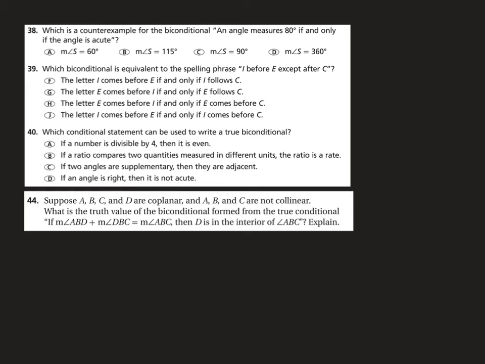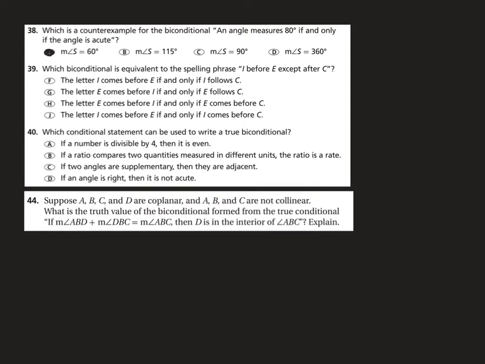38, it says, which is a counterexample for the biconditional: an angle measures 80 degrees if and only if the angle is acute. All we need to do is find an acute angle that's not 80 degrees, because if and only if means it works both ways. So the converse would be, if an angle is acute, then it is 80 degrees, and that is not always true. So in this case, we would mark A, since 60 degrees is acute, but not 80 degrees.